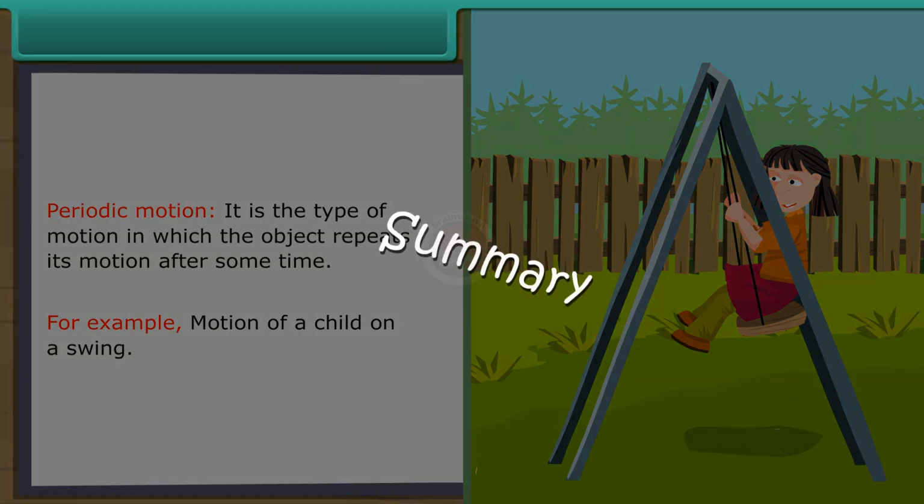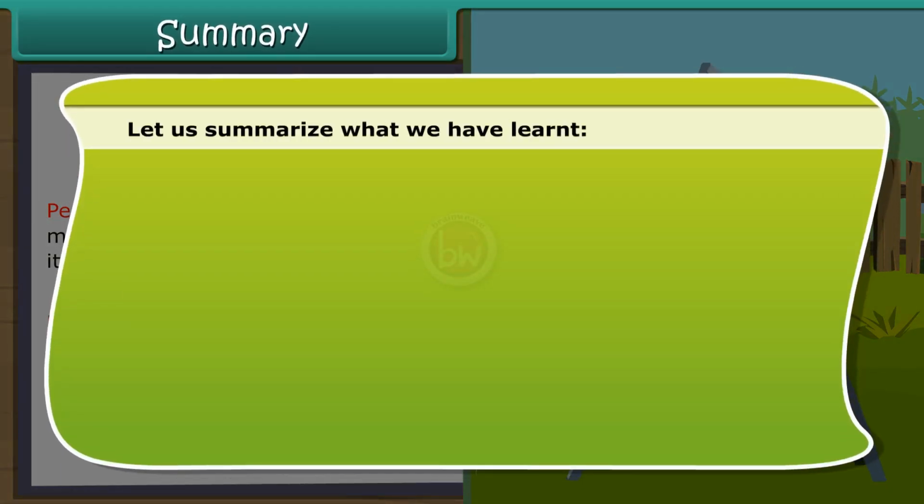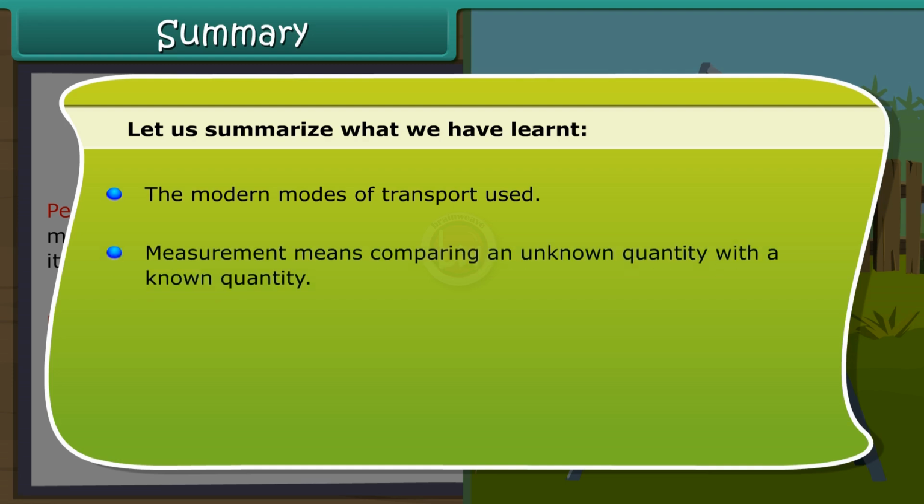Summary. Let us summarize what we have learnt. The modern modes of transport used. Measurement means comparing an unknown quantity with a known quantity. The known fixed quantity is called a unit.